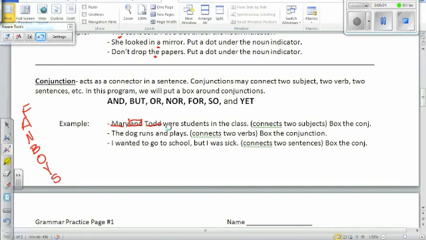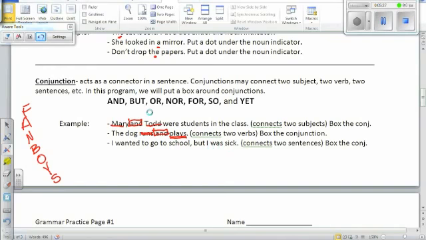The dog runs and plays. Well, we see and again was in our list, and we have the hint that it connects to verbs. So we say, what did the dog do, or what does it do? It runs, underlined, and there, double underlined, plays. It connected to verbs.